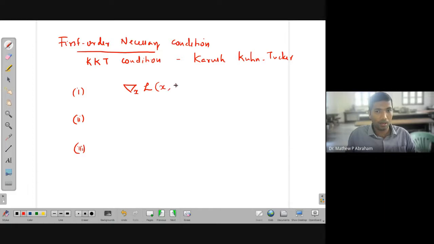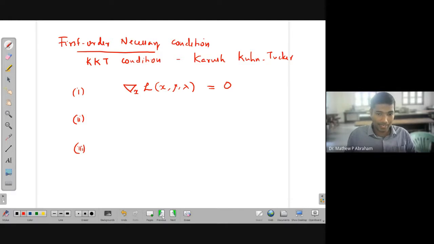L is the Lagrange function. If you take the gradient with respect to x, that needs to be equal to 0. Similar to the gradient of the objective function being 0 in the unconstrained case, here we have the gradient of the Lagrangian being 0. So that is the first and primary condition.